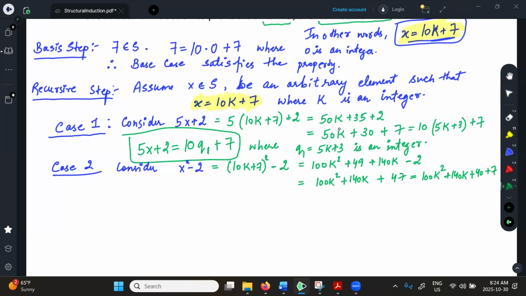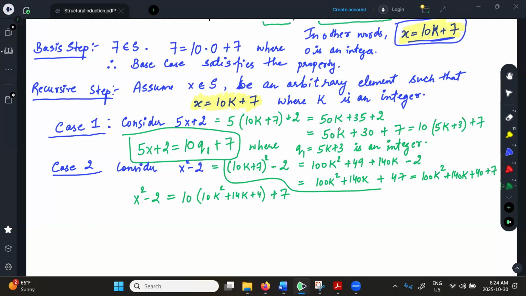You see why I broke it up? Because I need a 7 in the desired form. And the rest of them I can take a 10 common. So my x square minus 2, which I did all this math that you see here, right? And I got 10 common, and I got 10k square plus 14k plus 4, and then I got plus 7, right?